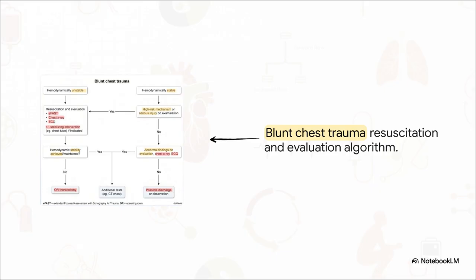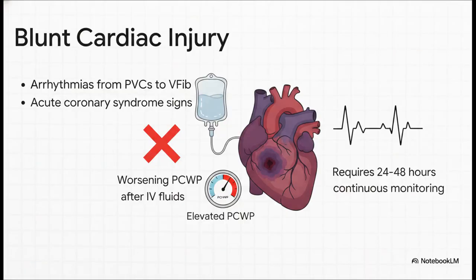No way. You immediately do a bedside E-FAST ultrasound, grab a portable chest X-ray, and get an ECG, while you're doing stabilizing interventions like placing a chest tube if they need it. If you still can't achieve or maintain hemodynamic stability after that, they are going straight to the OR for a thoracotomy. But what if that blunt trauma causes a myocardial contusion, a bruised heart?